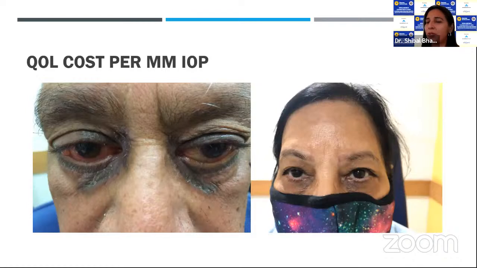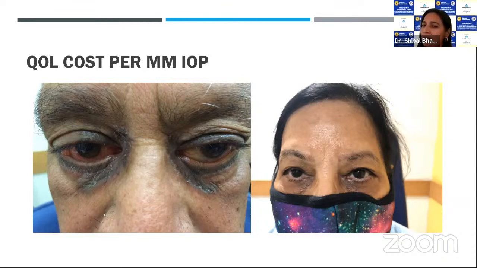So when we look at quality of life costs per millimeter of IOP, this is a patient from Agrasen Hospital. So Dr. Avery will perhaps recognize this gentleman. I sent him back to you. He had come from Jindal Hospital, and I sent him back to you for you to have a look, sir. So this gentleman is a very obvious bad case of glaucoma drugs being given to a patient. But you don't always find glaucoma reactions like that.